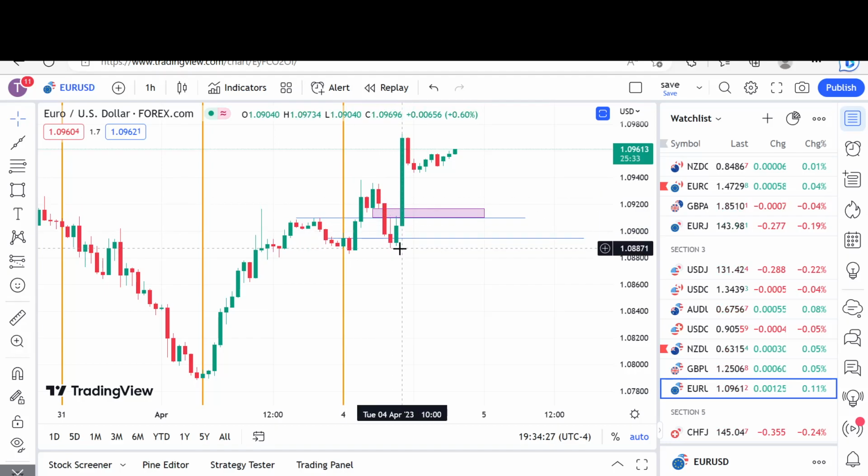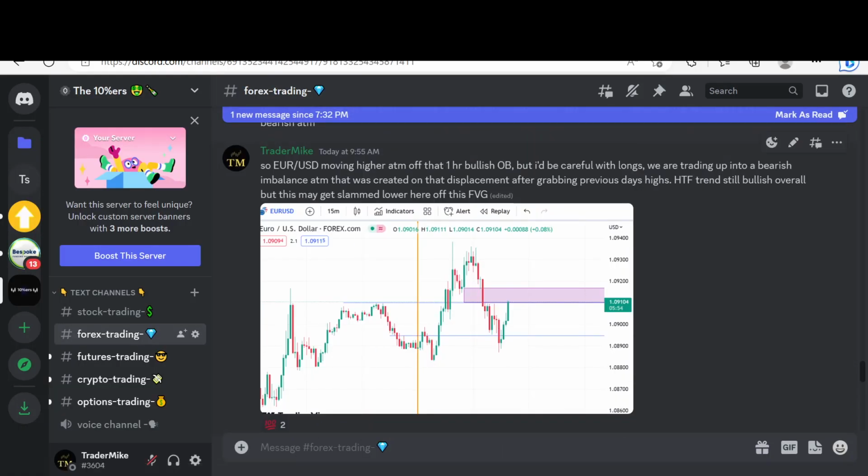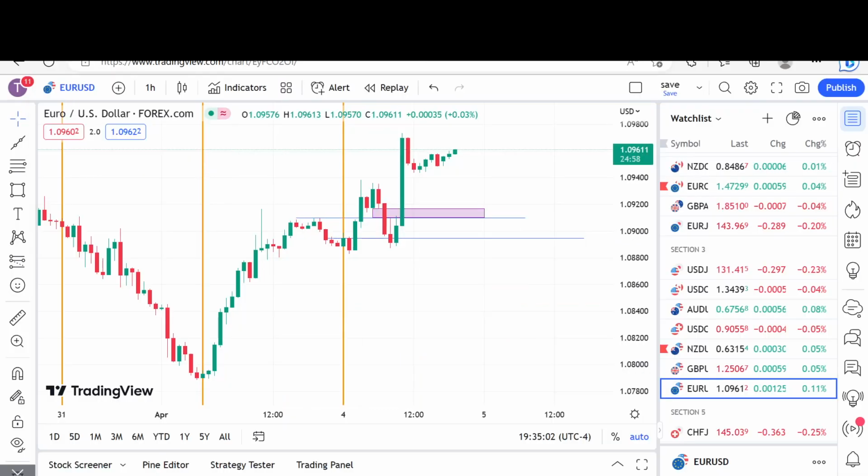Now, why do I think this thing was going to roll over? Because if we scroll down a little bit, I said, so your USD moving higher at the moment off that 1 hour bullish order block, which we just pointed out. And there it is displayed on that chart in a 15-minute. But I'll be careful with longs. We are trading up into a bearish imbalance at the moment. That was created on the displacement after grabbing previous day's highs, which is a key liquidity pool. Higher time frame trend, still bullish overall. But this may get slammed lower here off this fair value gap. That's what I thought was going to play out here.